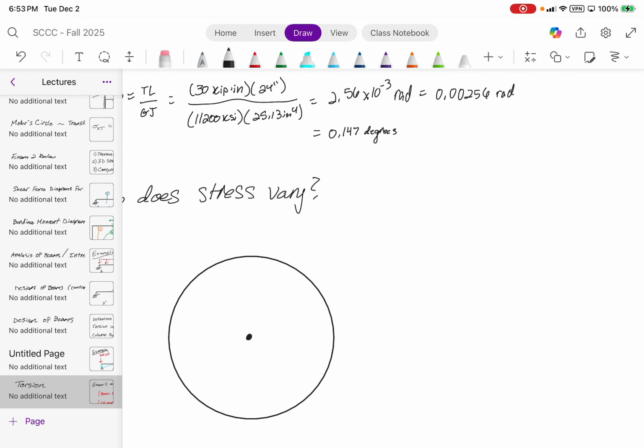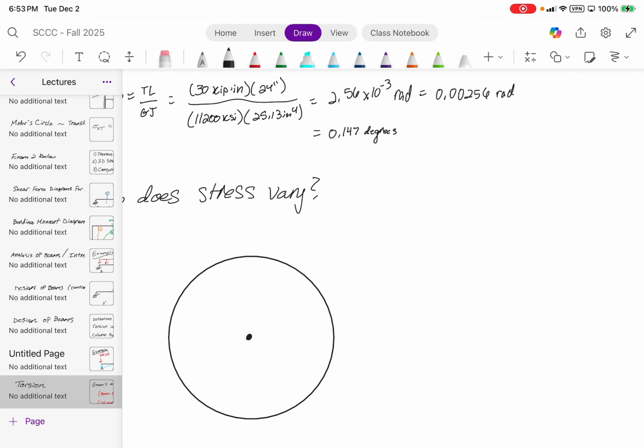Emily, thanks for raising your hand. What do you think? Do you think the shear stress is going to be maximum at the edge, at the center, or do you think it's going to be constant throughout its radius? It'll be max towards the end. All right. Who thinks constant? Who thinks max at the exterior? 1, 2. Who thinks max at the center? 1, 2.